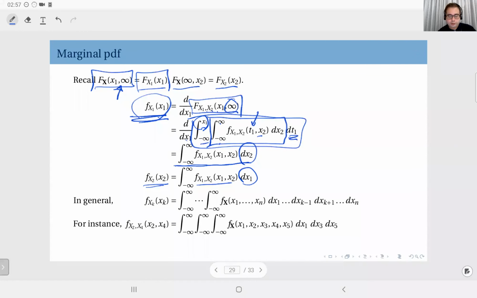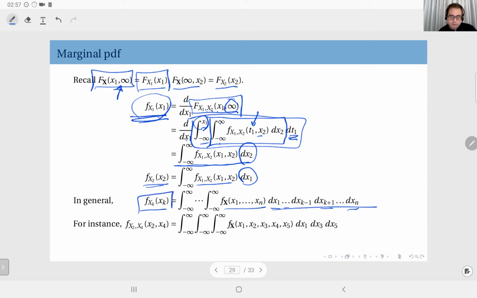And again, we can generalize this to higher dimensions. For instance, you have a joint random vector of dimension n, and you would like to obtain the marginal PDF of the kth component, x sub k. In order to obtain that, you will integrate the joint PDF with respect to all the remaining components, x1, x2 through xk minus 1, xk plus 1 through xn. If you integrate the joint PDF with respect to all of these, you get the marginal PDF of xk.